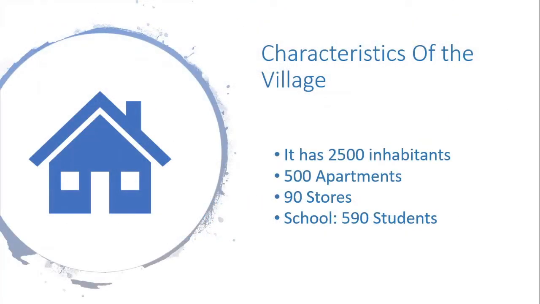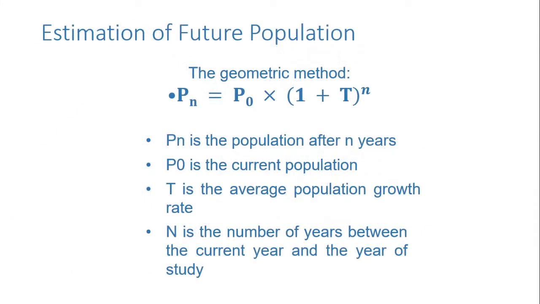We assume here that we have a village of 2,500 inhabitants, 500 apartments, 90 stores, and 590 students. The first thing we need to consider is that we are designing the network for 25 or 50 years in the future. So we estimate the population by the geometric method using this formula where Pn is the population after n years, P0 is the current population, T is the average population growth rate, and n is the number of years between the current year and the year of study.